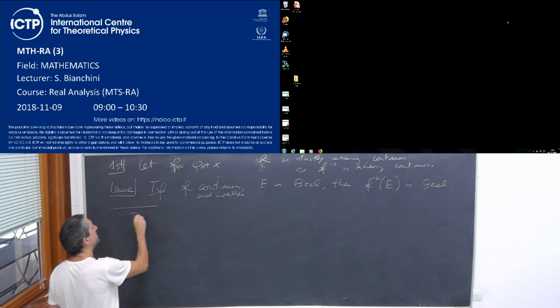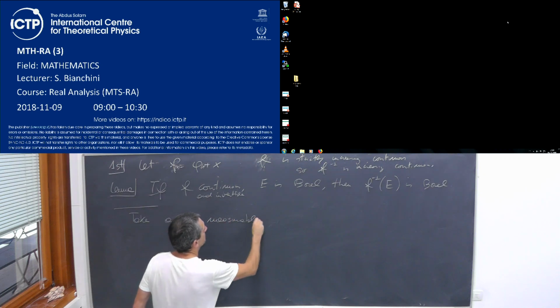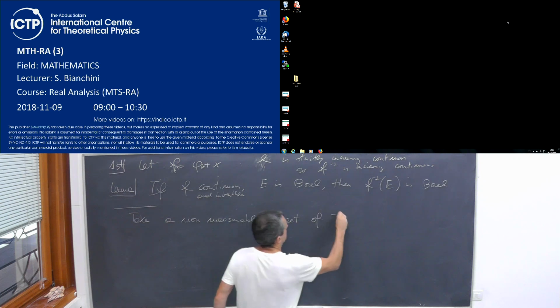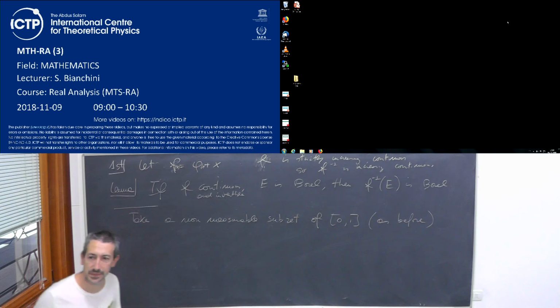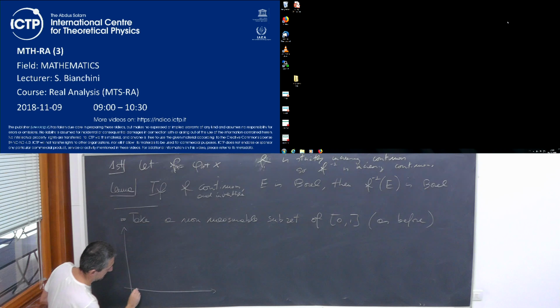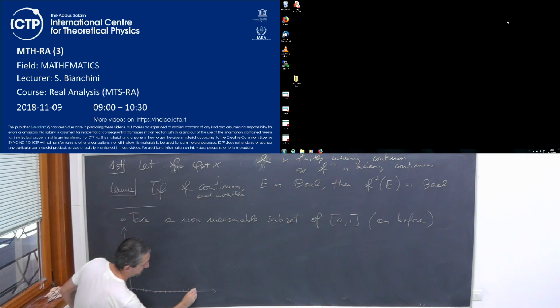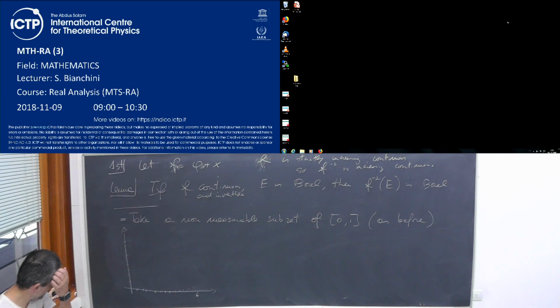Okay, so now take a non-measurable subset of 0, 1, as before. So now what we want to do is the following. Let's do the picture. We have this strange set K, the Cantor set, which is mapped into a compact set of measure 1. Let me think, for some reason, I'm not following the notes, so now I'm really writing what I feel about the theory.